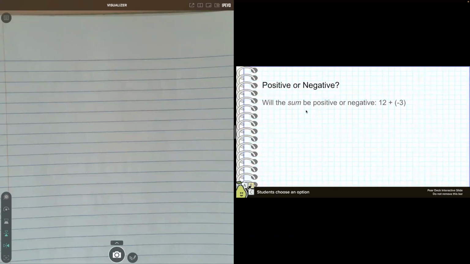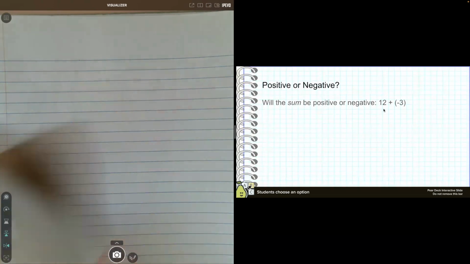So here, instead of solving this, we're just going to think of what is the sum of 12 plus negative 3. Is it going to be positive or negative? So we have 12 positives plus 3 negatives. Here, I think there are more positives than negatives. So our answer is going to be a positive number, right?